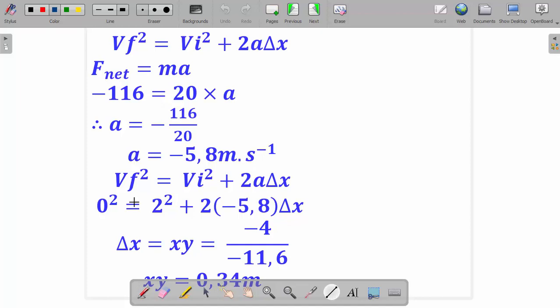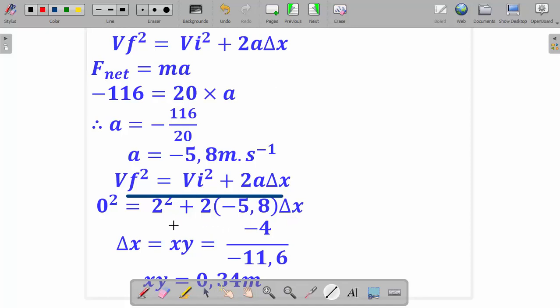So after getting this acceleration, now I come back and use the equations of motion, that is VF squared equals VI squared plus 2A delta X, whereby my final velocity is 0, and my initial is 2. So this is 2 squared here. My acceleration is negative 5,8, then delta X, the same as that distance covered, which is XY in this case.